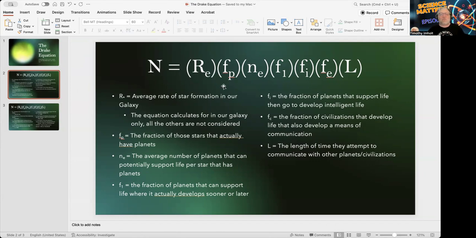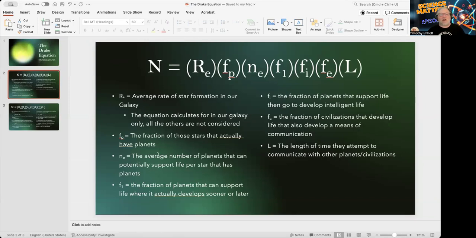The fraction of those, FP, that next one right there, is the fraction of those stars that actually have planets around them. Some stars do, some stars don't. At least that's the theory. Maybe they all do, and we just haven't found them yet. But some we know do. We know some do. We think some don't.